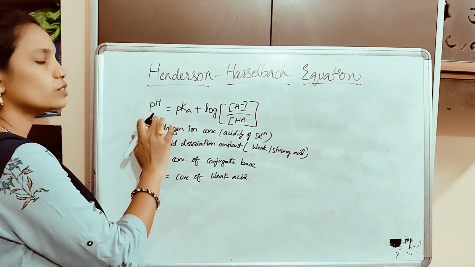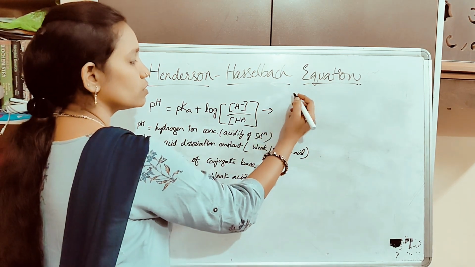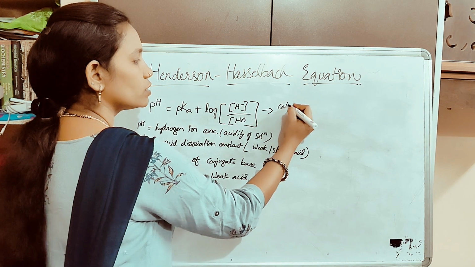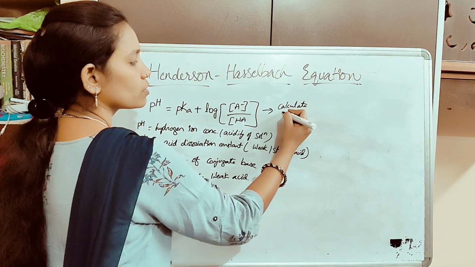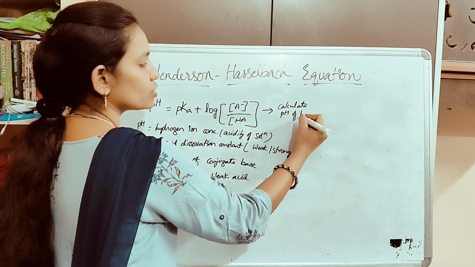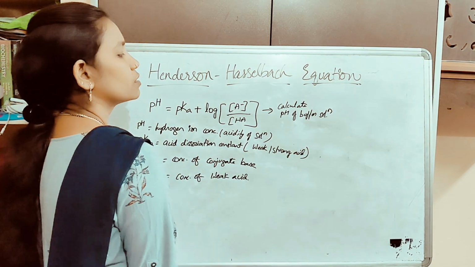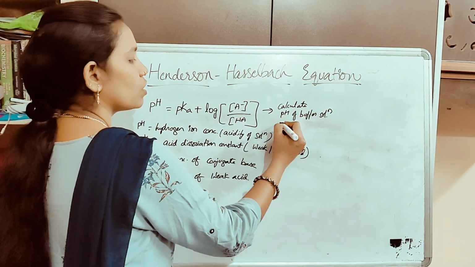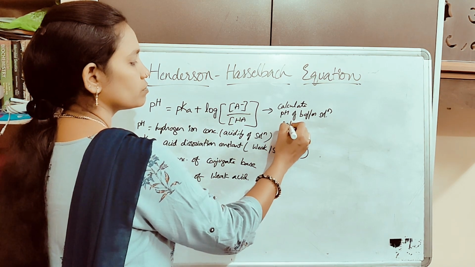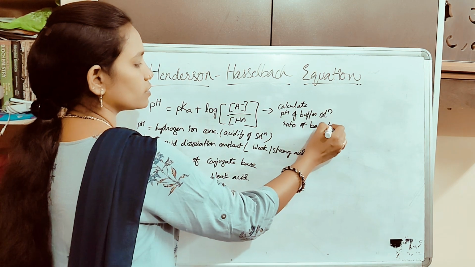Now, what is the use of this equation? This equation helps us to calculate what? pH of the buffer solution, based on the ratio of what? Base to acid.